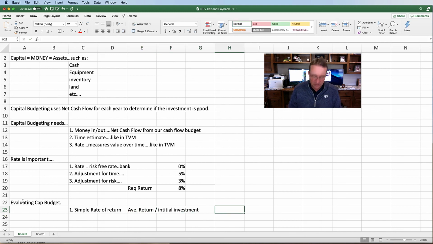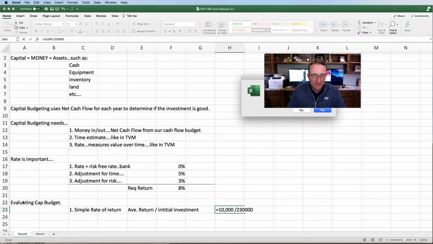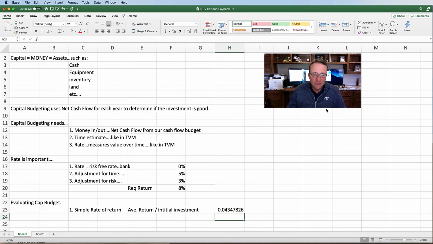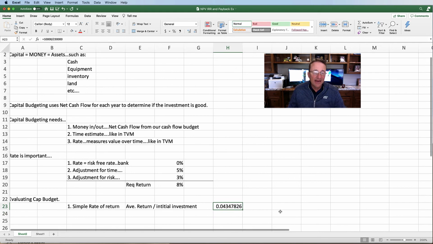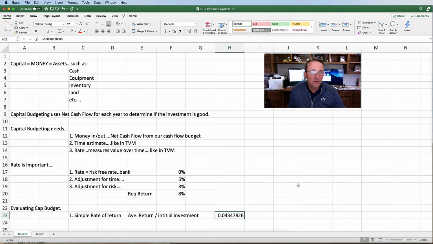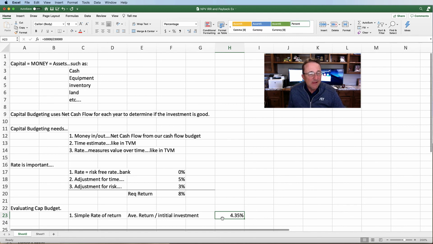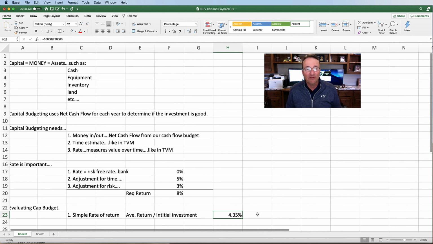So in our example, let's just say that we've got a return of $10,000 per year. That's what we're going to get back on this investment. And I have to put in, let's just say, $230,000. If you average that out, that is 0.0434. And if I hit a percent on that, give it a few decimal places, that's an average return of 4.35%.